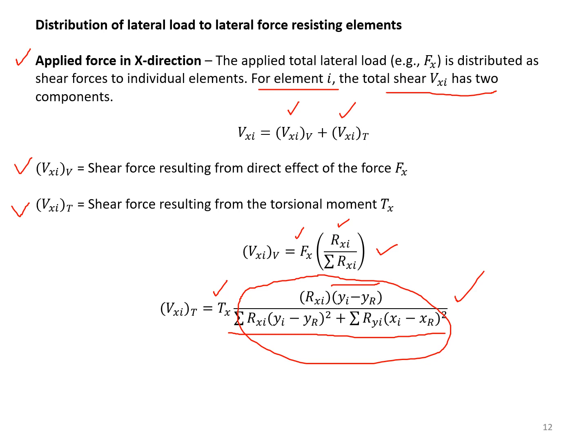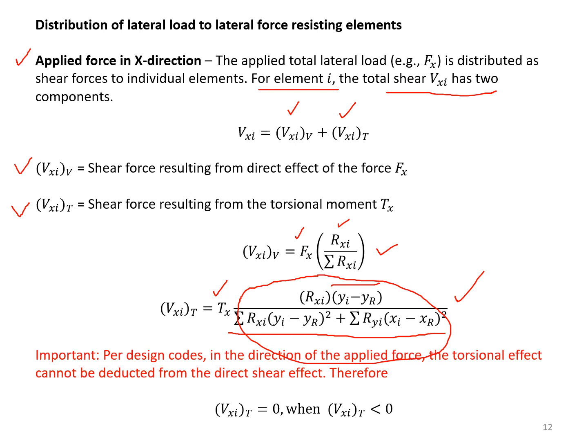However, there is something very important. Per design codes, in the direction of the applied force, the torsional effect cannot be deducted from the direct shear effect. What does it mean? That means if this term is negative or zero, we have to use it as zero.